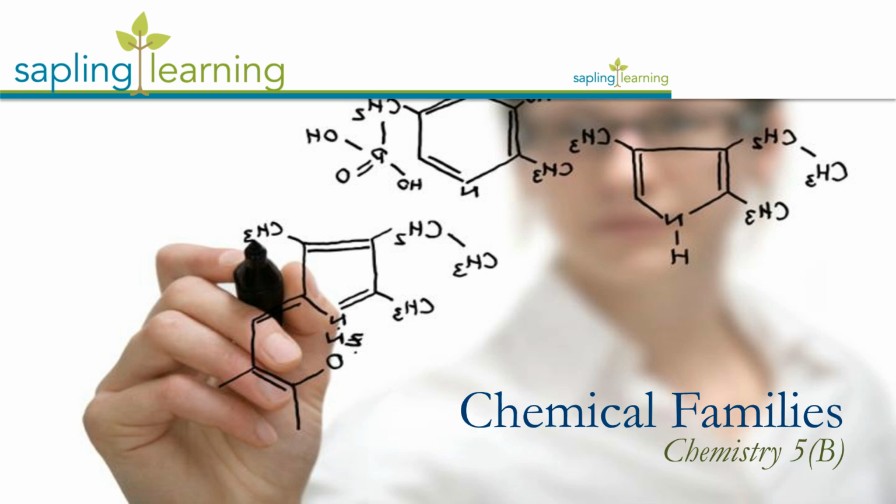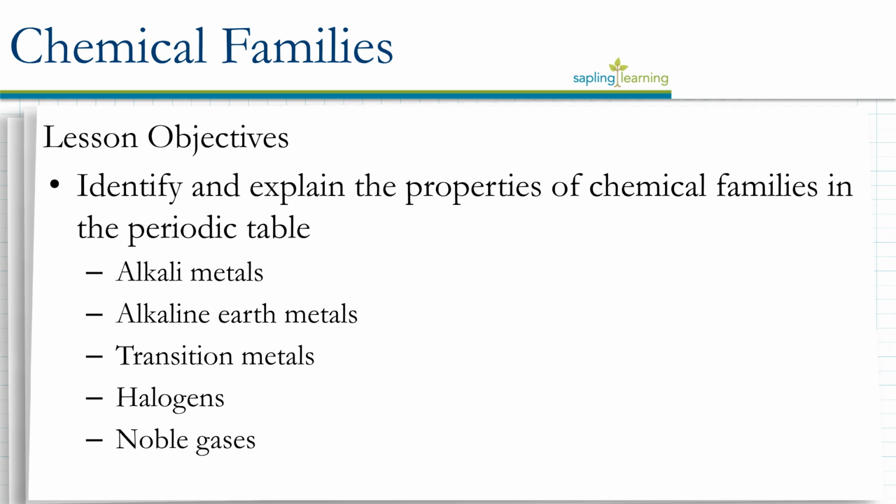Welcome to this video on chemical families. Knowing the properties of each chemical family on the periodic table will help you utilize it more effectively. The lesson objectives are to identify and explain the properties of key chemical families, including alkali metals, alkaline earth metals, transition metals, halogens, and noble gases.